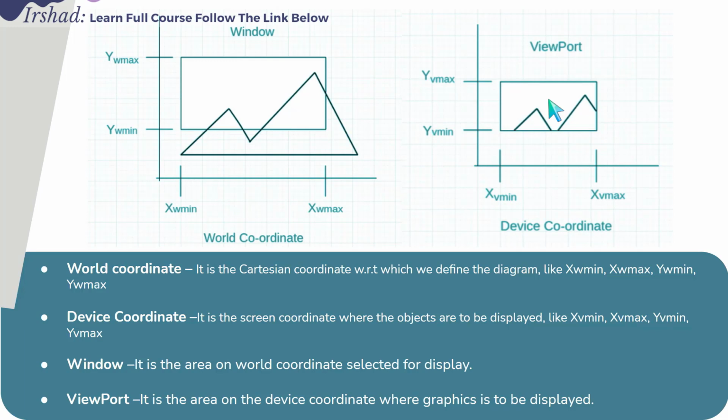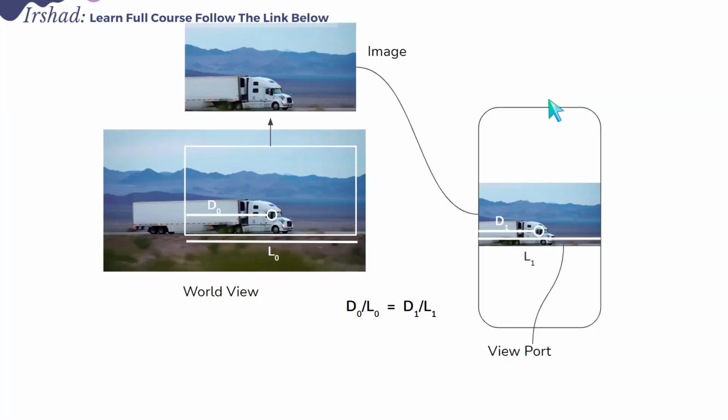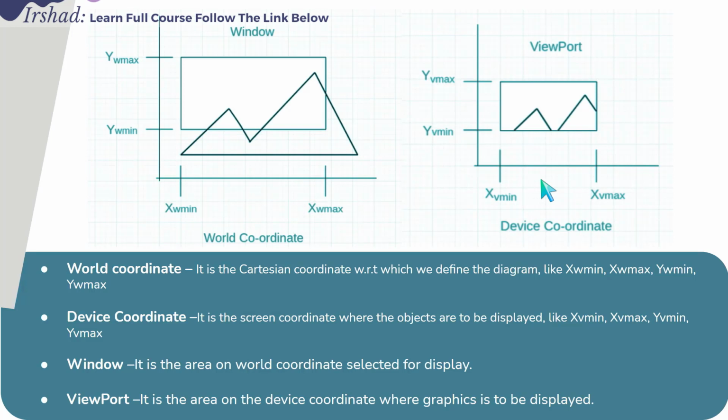So this is not actually the area of the device, because you can see that this is the whole of our device, but the viewport is just this much area. So we have to place this viewport inside the device. Now we will look at the derivation for any arbitrary point in the world view, and how that point can be mapped in the viewport, and we will derive the equation for that.